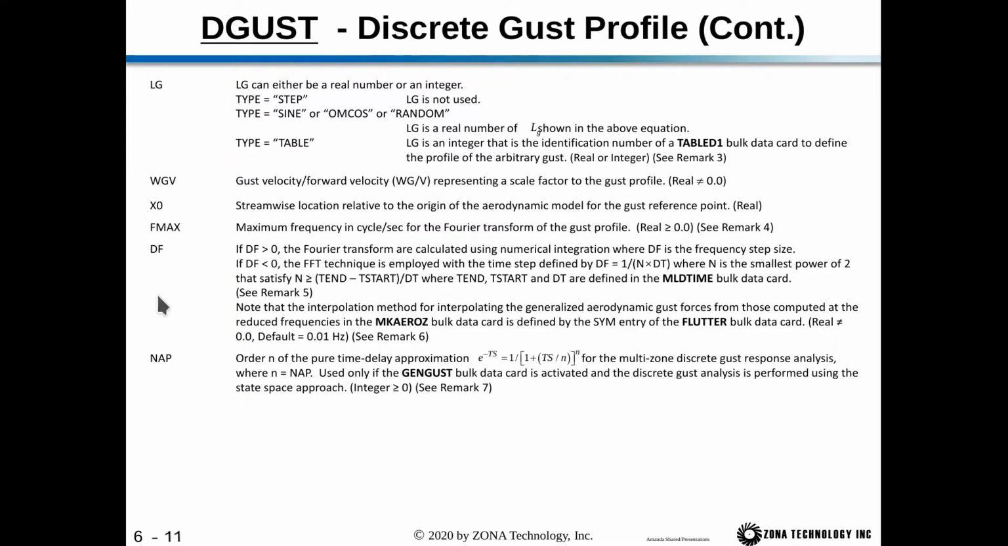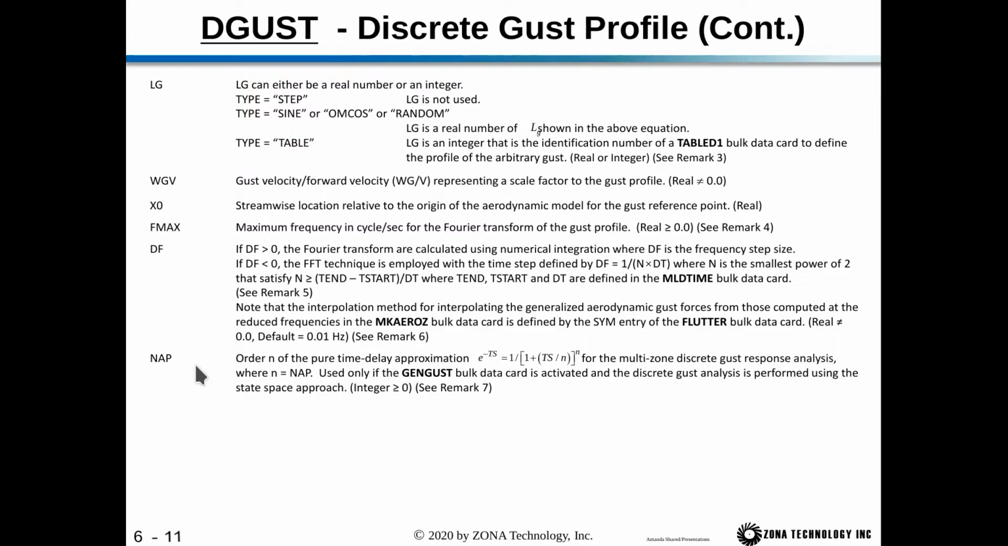Now the interpolation method for interpolating the generalized aerodynamic gust forces from those computed at the reduced frequencies in the MK-AERO-Z card is defined by the sim entry of the Flutter bulk data card. And the default for df here is 0.01 hertz.